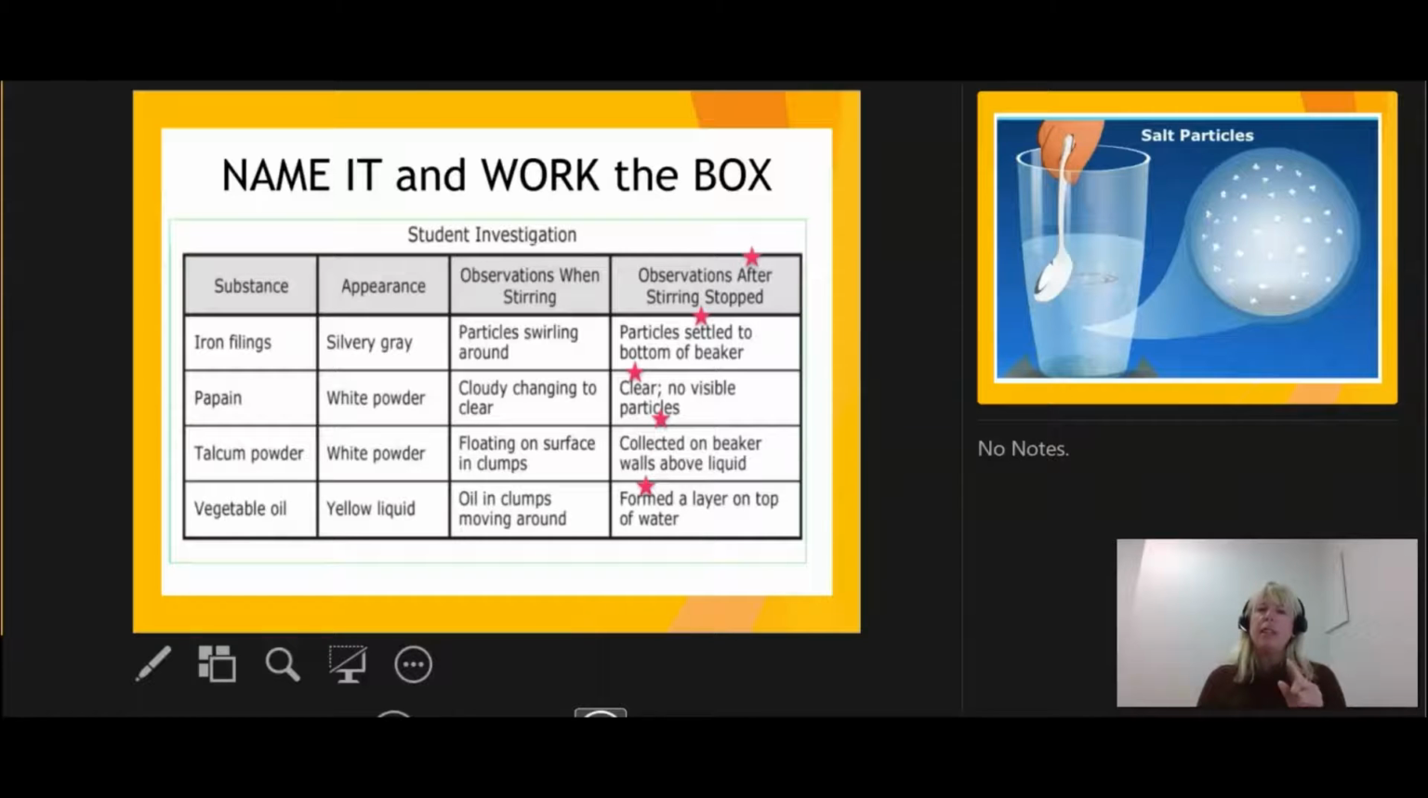Well, the way you do it is you always pay attention to what happens after we stop stirring. We look for verbs. Did it settle? Is it clear and invisible? Is it collecting? Is it forming? All those verbs give us clues that those are either mixtures or a solution.